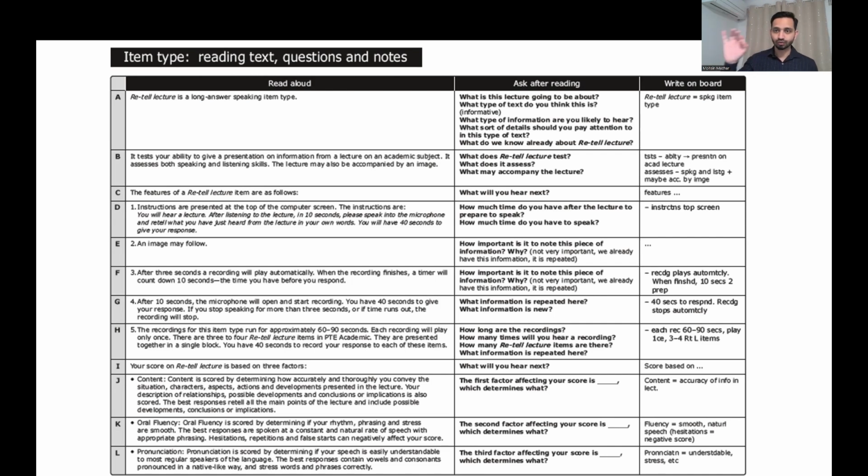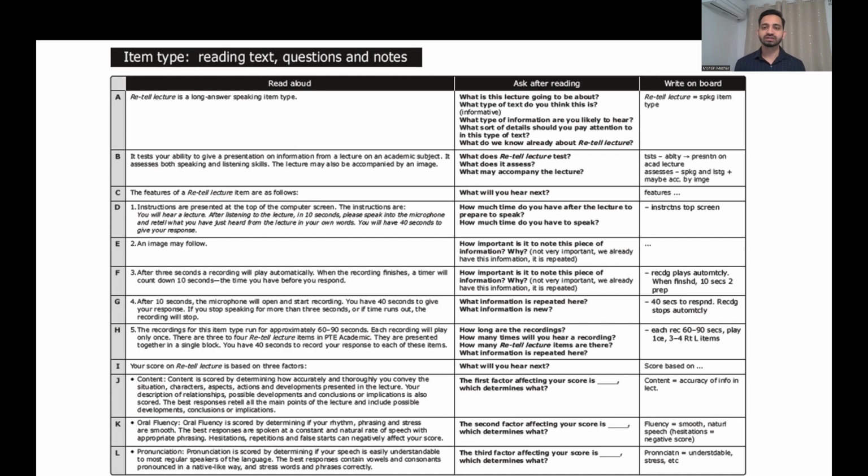So when you're taking notes, that's how you will take notes. The column on the right hand side is suggesting how to take notes. Retell lecture, quickly write Retell lecture equal to speaking item, and I will show you the shorthand writing soon, but this is how you would write it down: speaking item type. That's my topic, isn't it? That's my topic. What type of text do you think this is? It's informative, information.